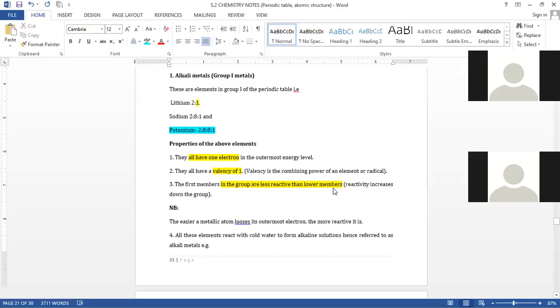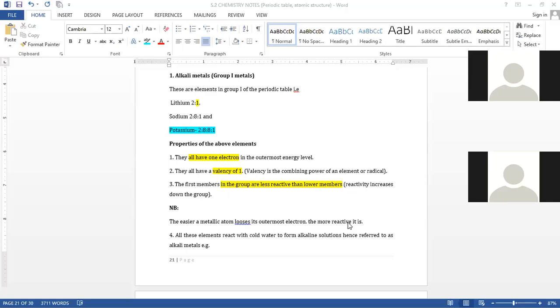The first members in the group are less reactive than the lower ones. Reactivity increases down the group. The easier a metallic atom loses its outermost electron, the more reactive it is. As we said, potassium can easily lose its outermost electron, so it is the most reactive. Lithium can hardly lose its outermost electron, that is why it is the least reactive.